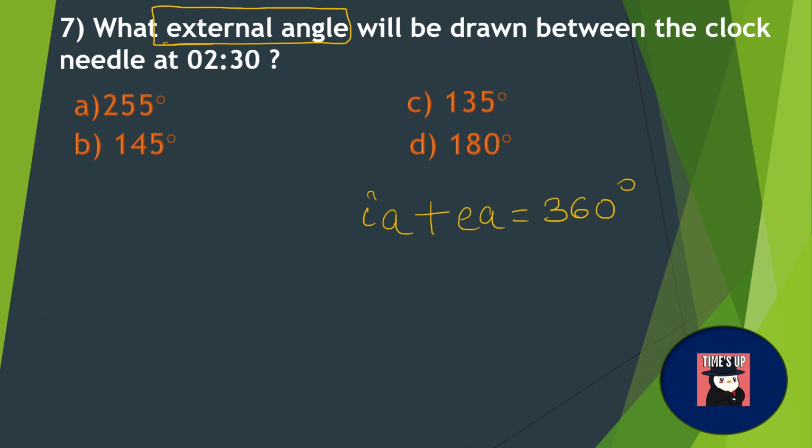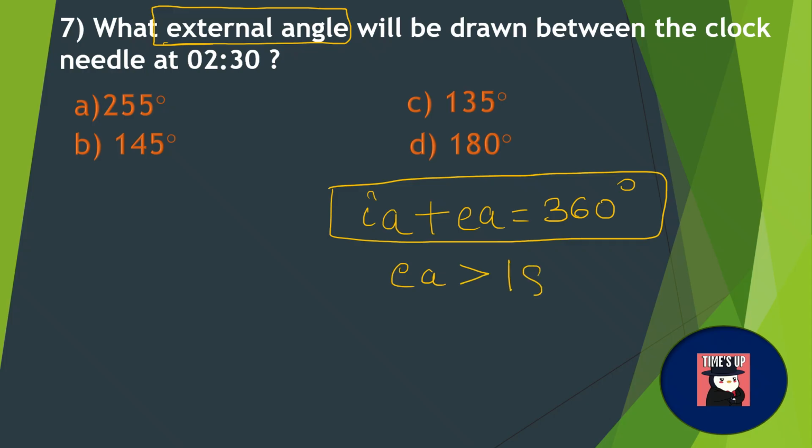So when they have asked external angle, I told you internal angle plus external angle is equal to 360 degree. Correct? And I had told you one more thing, that external angle should be always greater than 180 degree. Correct? External angle should be greater than 180 degree. This is the other point I had told you. Now external angle they have asked.